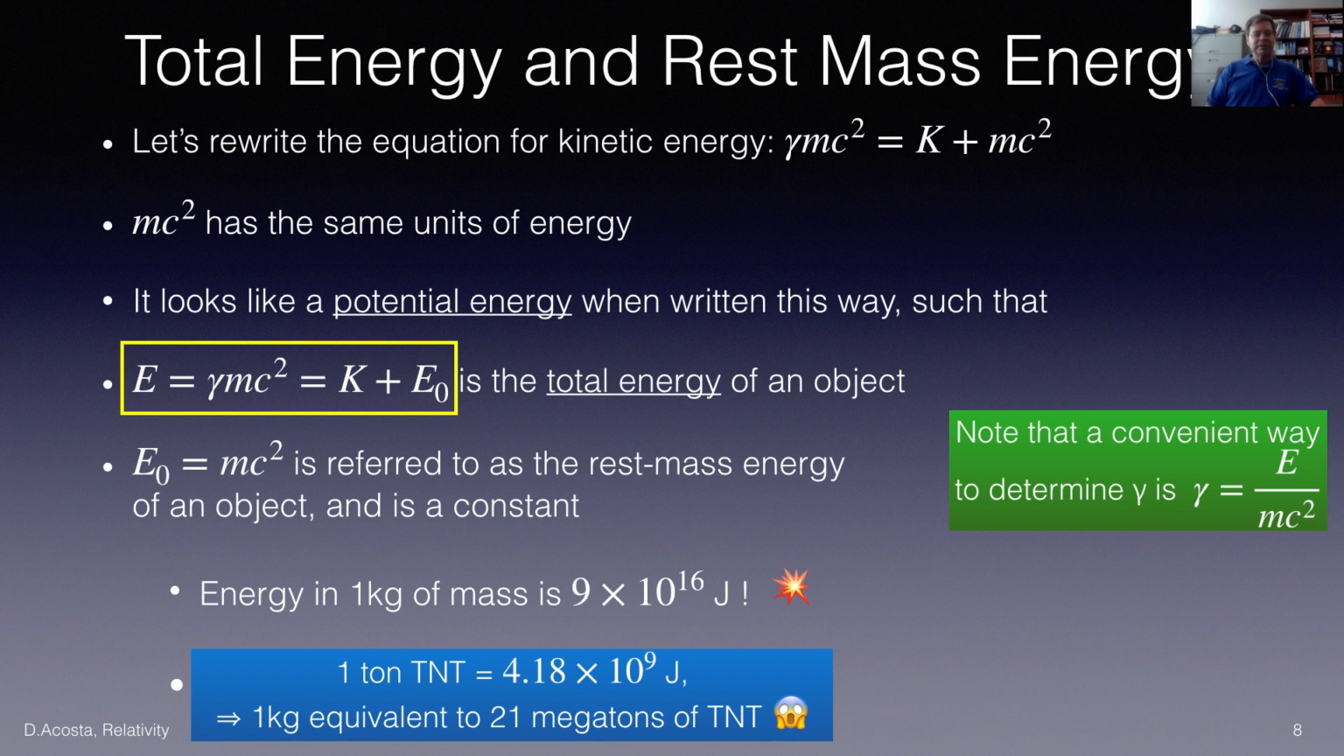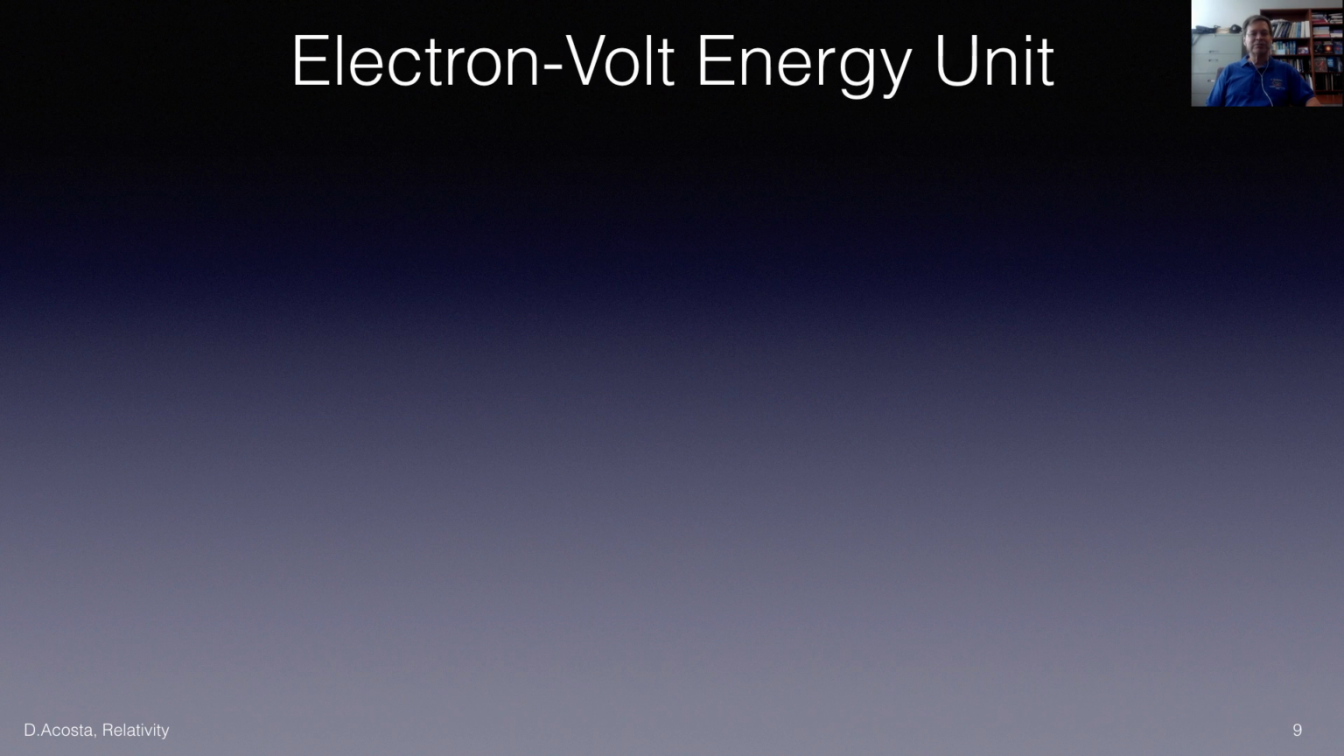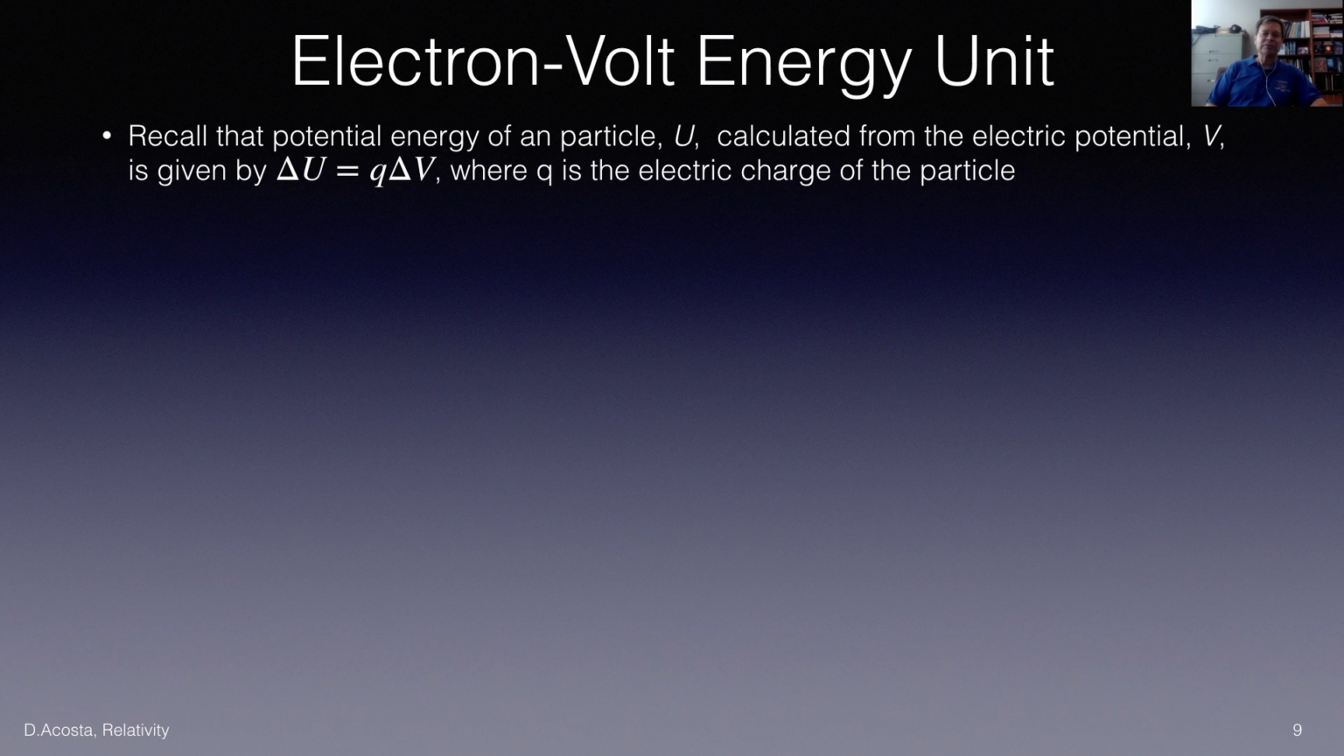All right. Now that we're on the topic of energy, let's talk about units. Let me introduce a new unit to you, which is the electron volt energy unit. You may have been introduced to this already in your introductory physics. Recall that the potential energy of a particle, which I'll label by U, calculated from the electric potential V, is just given that, well, at least a change in potential energy, delta U, is q times delta V. That's how electric potential was defined. Electric potential was the potential energy difference over the charge q.